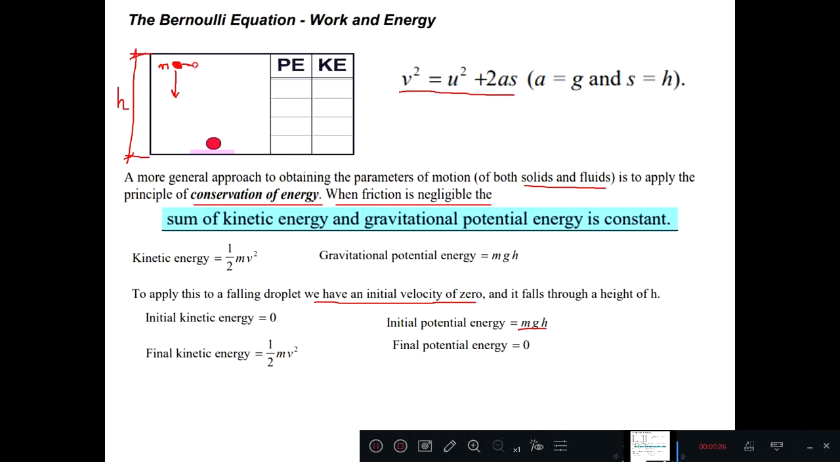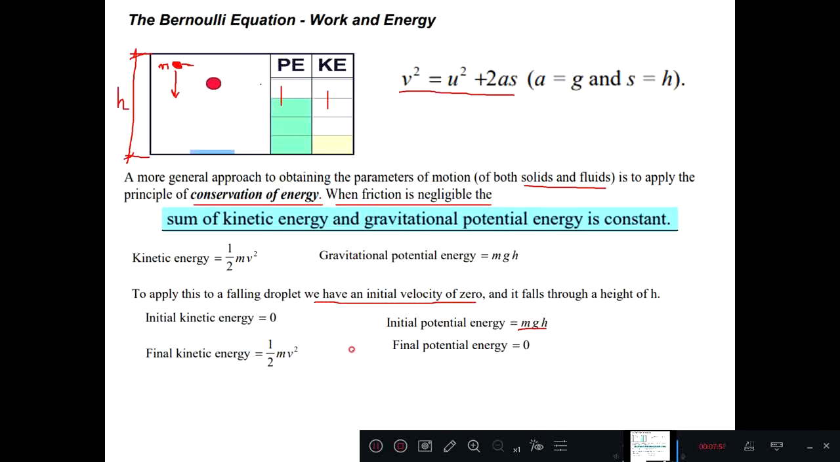When it is at a height of h, the potential energy is m g h, but the kinetic energy is 0. But when it falls down, it gains kinetic energy because of the motion, that is half m v square. Just look at these two pictures: one form of energy is decreasing, the other is increasing. When the ball is at a height of h, the potential energy is maximum and the kinetic energy is 0.